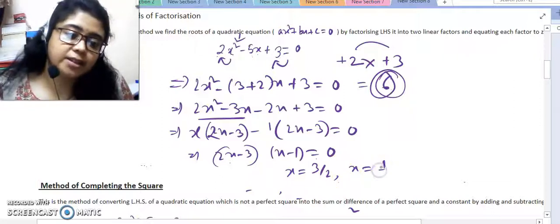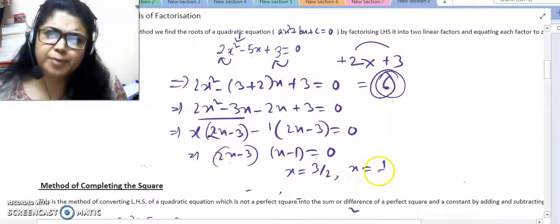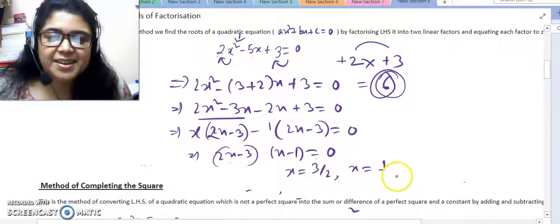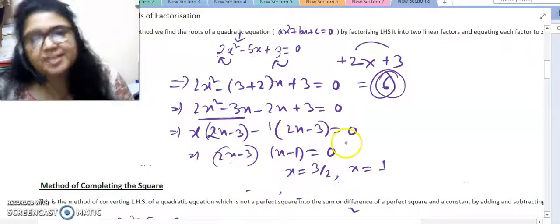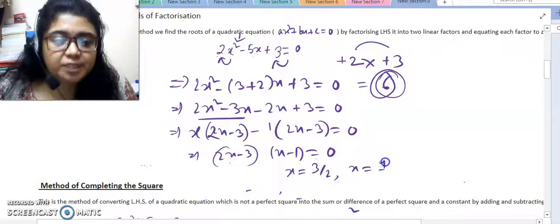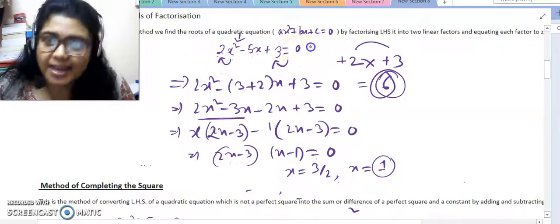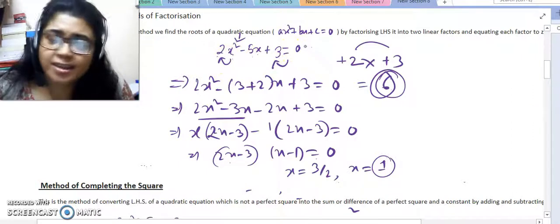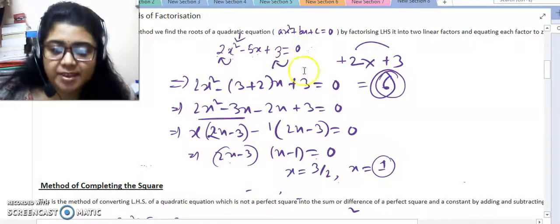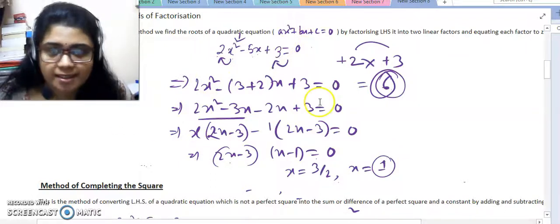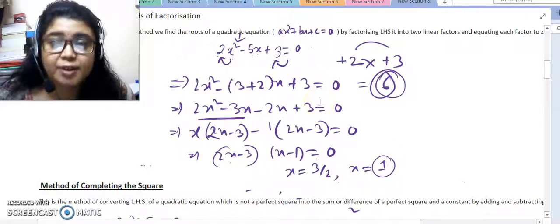Friends, in your examination hall, if you are doubtful about your sum or your calculation, you just check it further. Just put the value of x once, put the value here. If you get the right hand side, then you are correct, your sum is absolutely correct. Okay. Now friends, the first one has been done, that is called the factorization method.